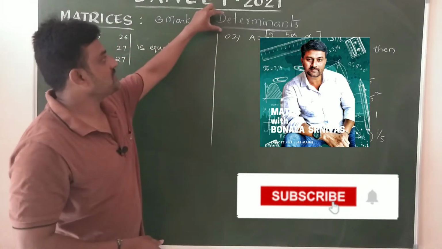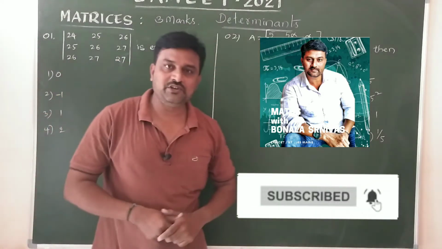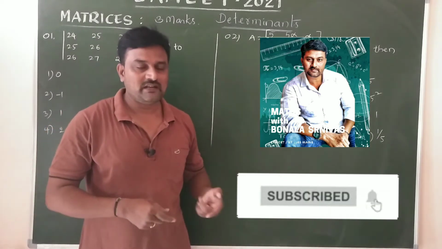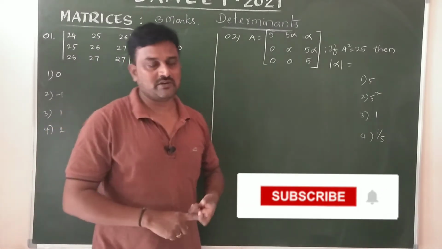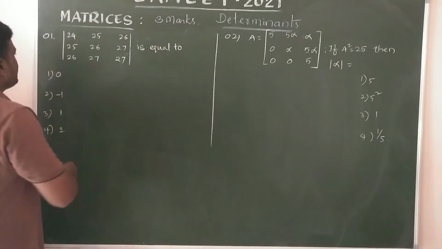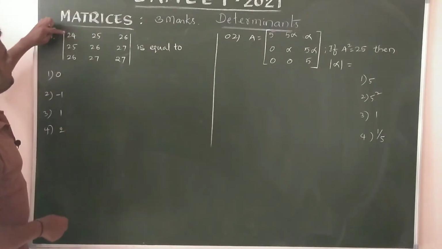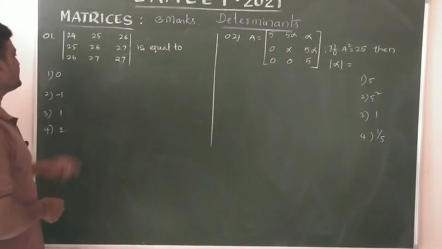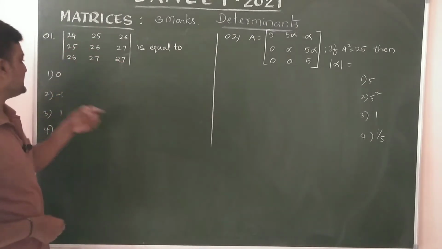We are discussing determinants. In this video, we are mainly discussing determinant problems, and also including adjoint, A inverse, like that. The first one: the determinant of 24, 25, 26; 25, 26, 27; 26, 27, 27 is equal to 0, minus 1, 1.